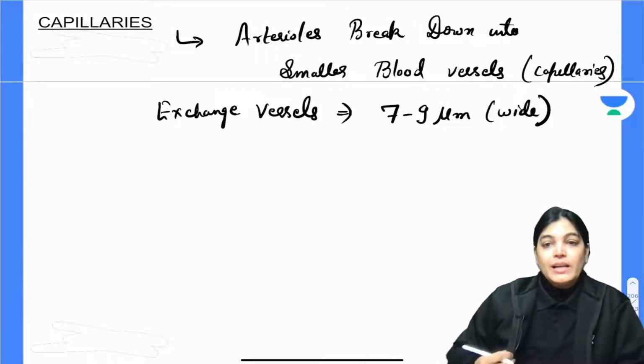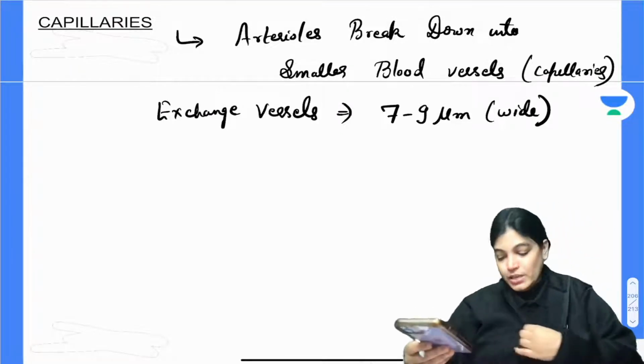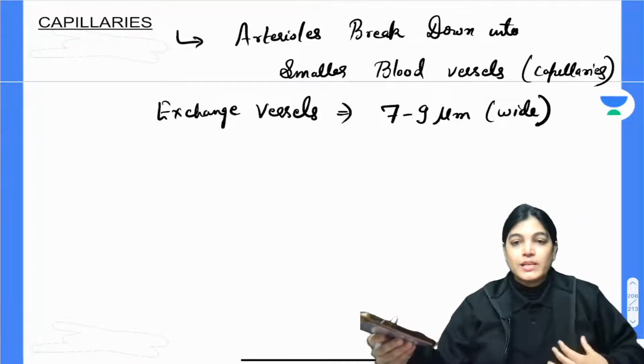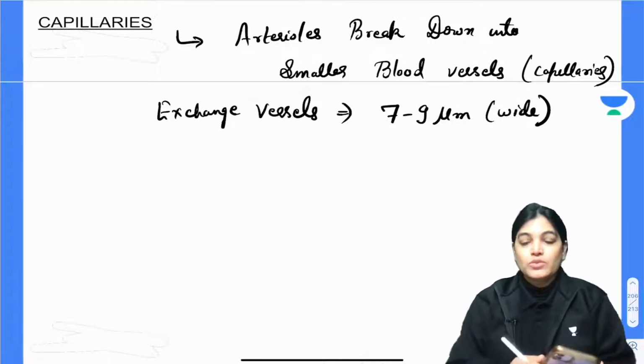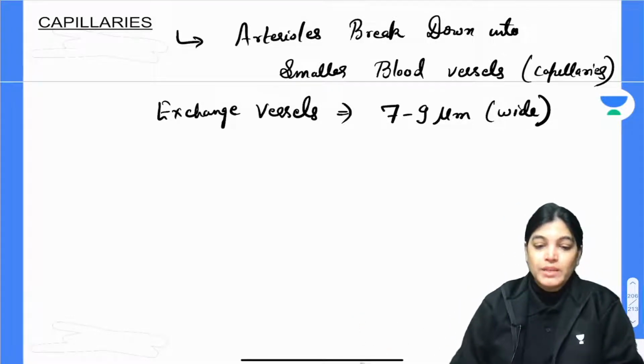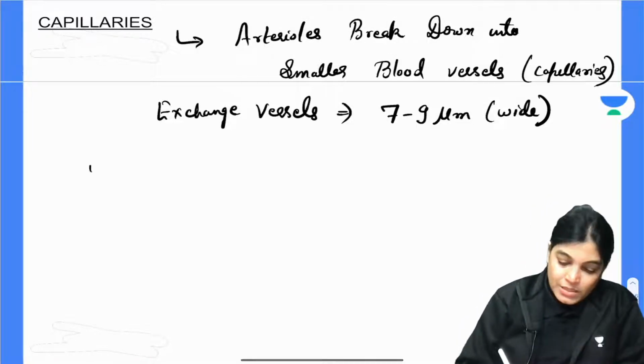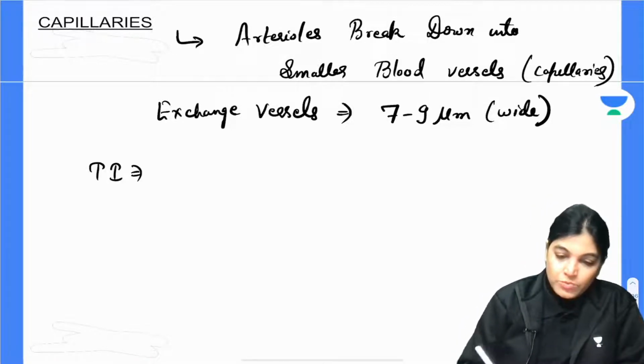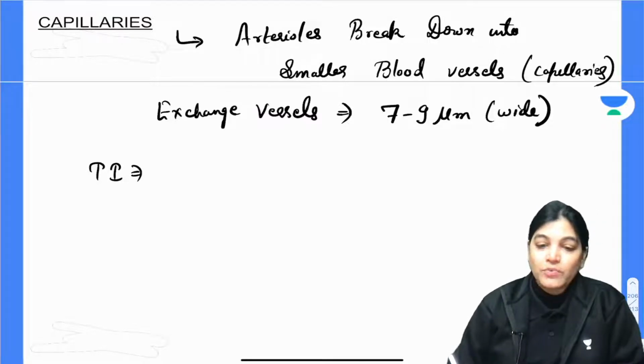Now, if in general I talk about the layers, अगर मैं उसके layers की बात करूँगी, it is also having tunica intima, tunica media and tunica adventitia. So which is the innermost layer? Tunica intima is the innermost layer. This is just made of endothelial cells.